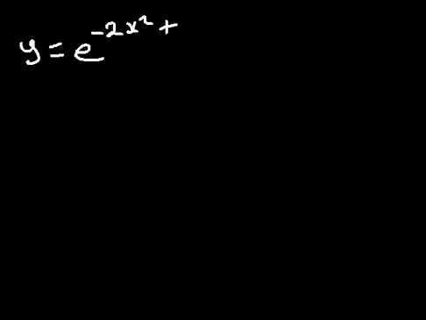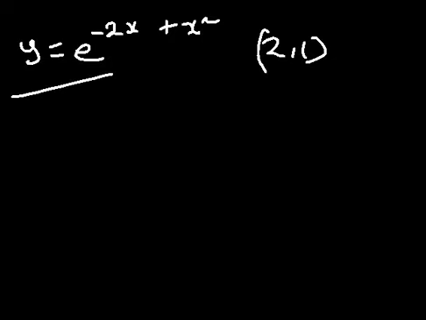And let's say it should be just x, not x squared, and now plus x squared. We should evaluate the tangent line at the point 2, 1. So I guess you can manage that one out. So try that one as well. It is a very simple question.